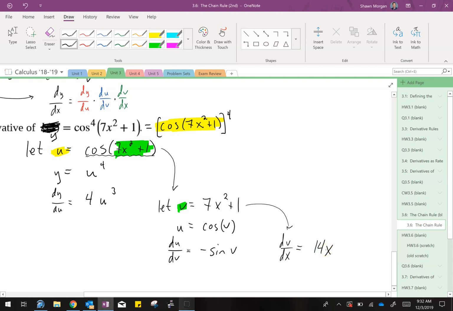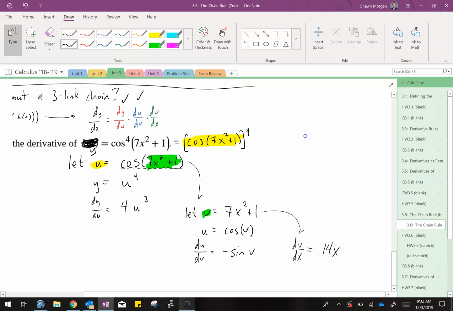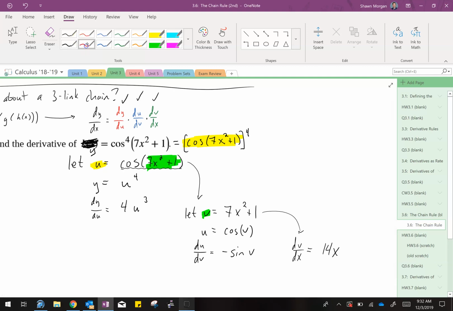Yeah. I'm curious, what happened to our 4u to the 3rd? Where does that come from? All right, so look at what we're originally trying to find. We're originally trying to find dy dx, okay? And so what that's going to do now is that's going to require us to multiply those 3 links of the chain. So here's the first link, dy du. Here's the second link, du dv. And here's the third link, dv dx.